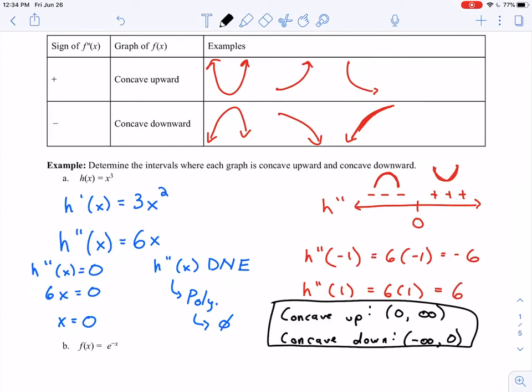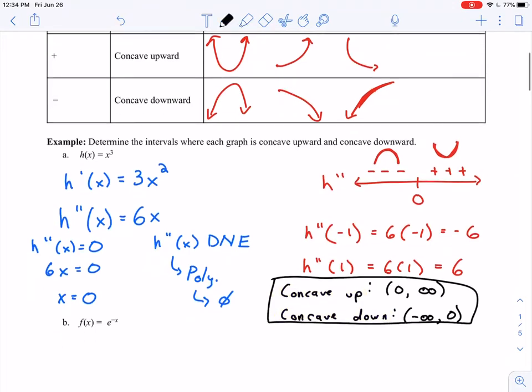And then at the end of the day, we're talking about concavity versus where our function is increasing or decreasing here. So we're just gaining it. We're working with the second derivative and we're gaining a new piece of information. That's really all that changed.